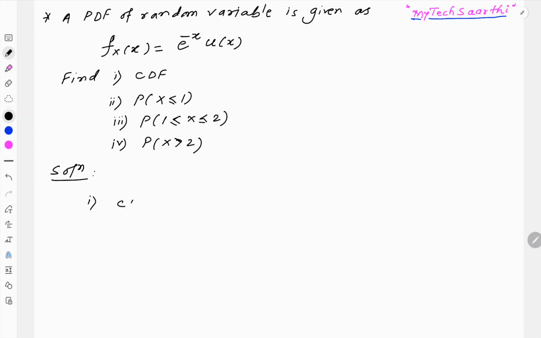We need to find out the CDF. To find out the CDF, we know the relationship between PDF and CDF. So CDF is denoted by capital Fx of x equal to integration from minus infinity to x of fx of x dx. So CDF is integration of PDF. So substitute the value in this equation: minus infinity to x, fx is e raised to minus x u of x dx.